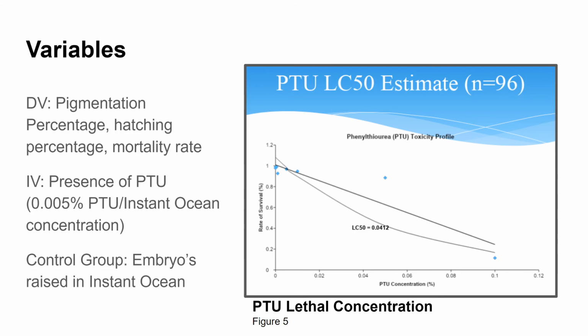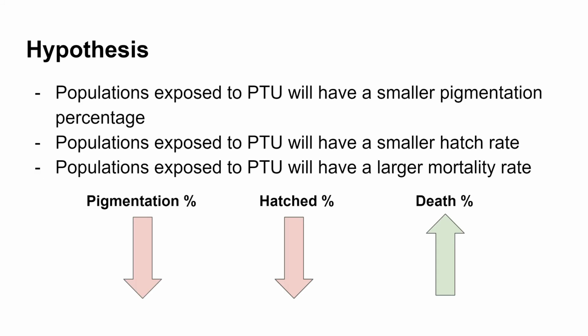Our control group was raised in an untampered instant ocean solution, which is a solution specifically made to accommodate organisms like zebrafish. Since we were measuring three different dependent variables, we had to test three different hypotheses.